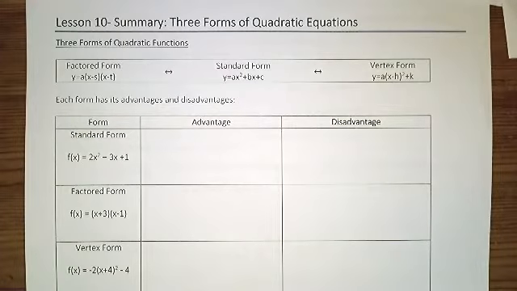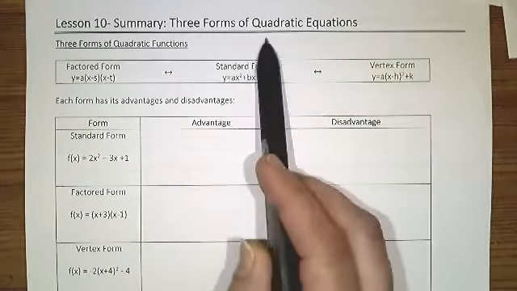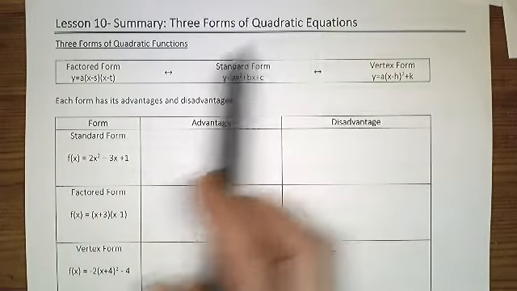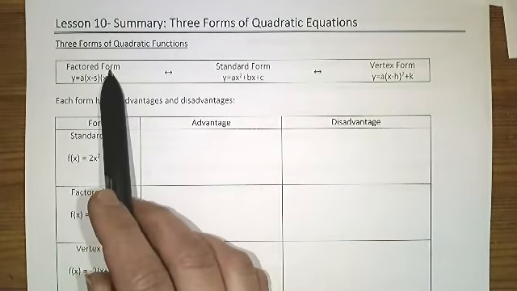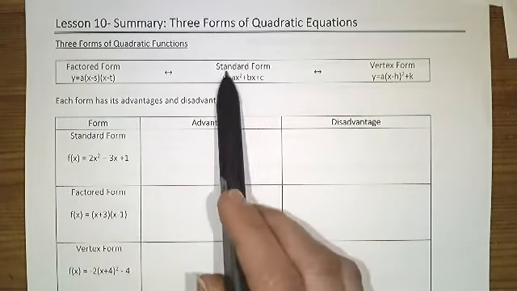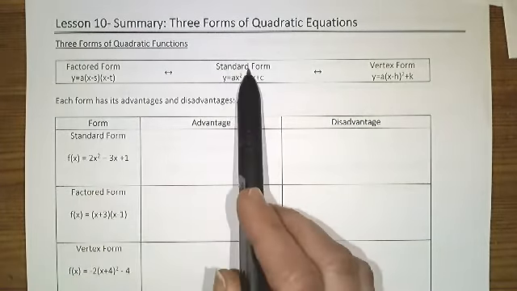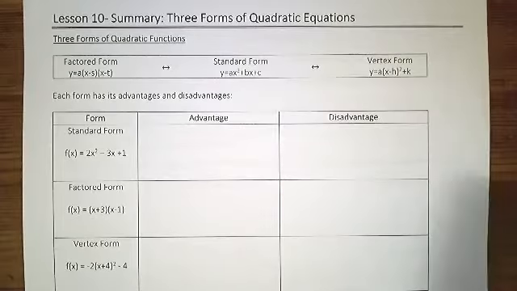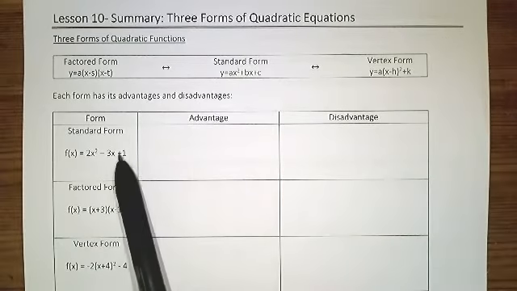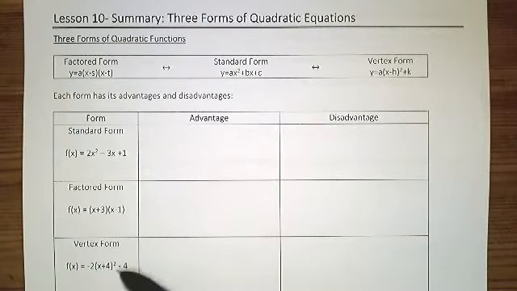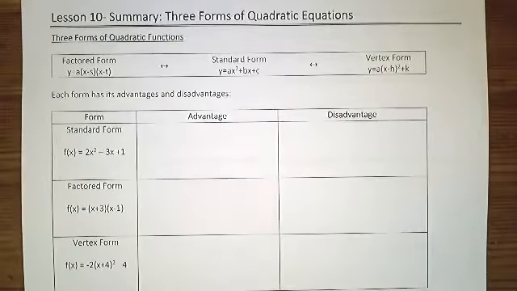Welcome everyone. Today's lesson is on three forms of the quadratic relation. So we've already studied these three forms. We have our factored form, our standard form, and our vertex form. And we want to first look at what the advantages and disadvantages are for each form. So what information can we directly extract from each different form of our quadratic?